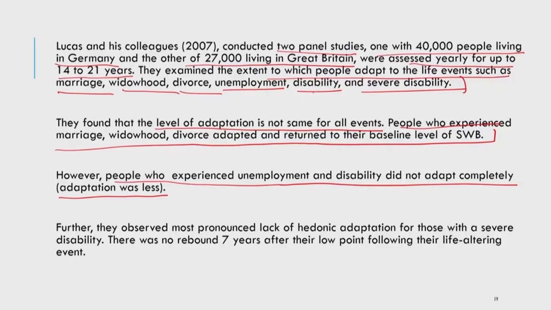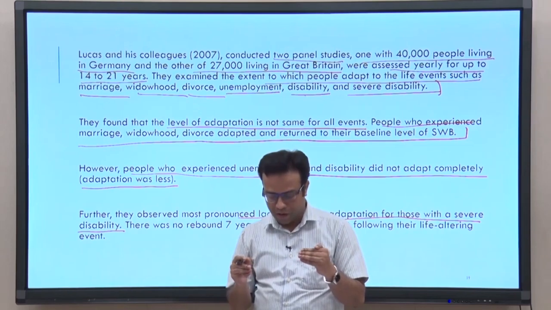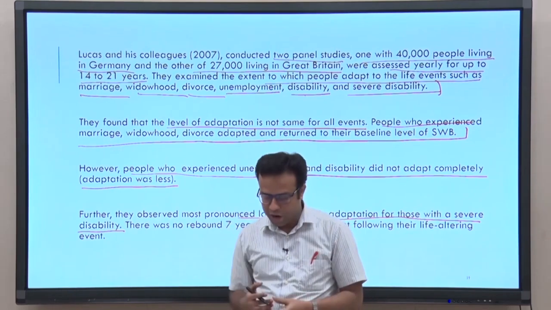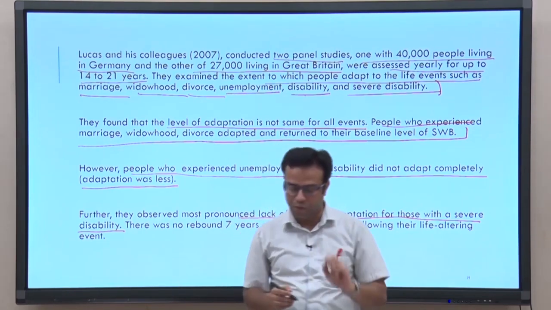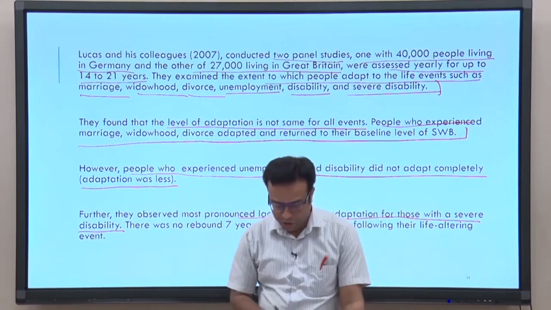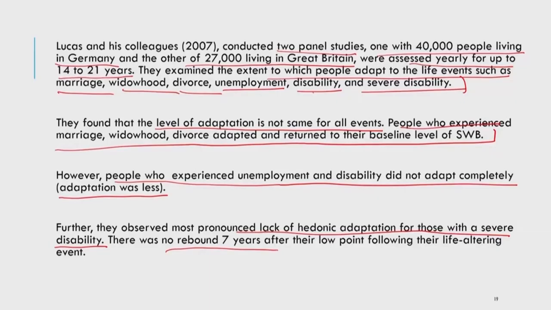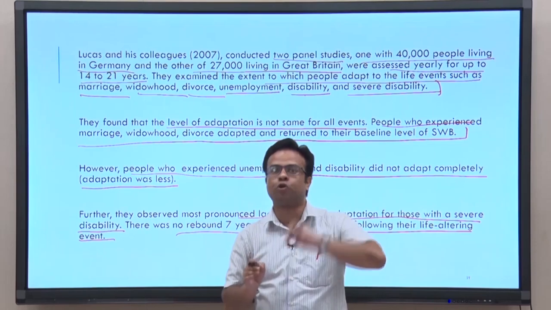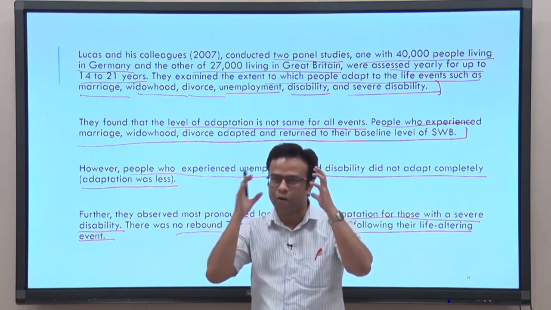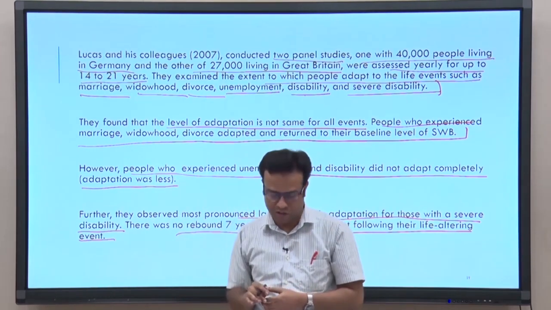Further, they found a lack of hedonic adaptation for those with a severe disability. They did not find very strong evidence of adaptation for people with severe disability. There was no rebound even after 7 years from the low point following their life altering event. Even after 7 years, people with severe disability could not adapt to their life. It was still causing a lot of negative emotional consequences.